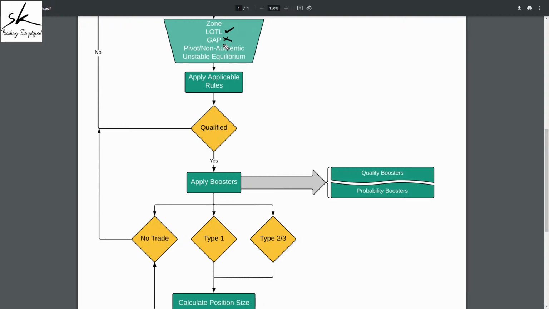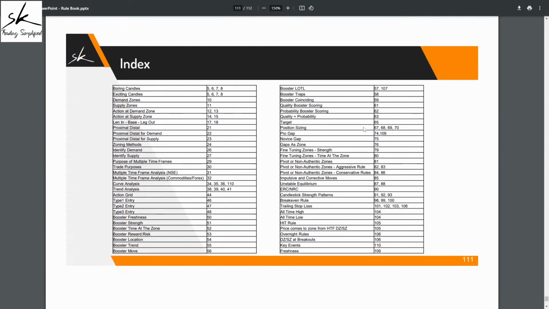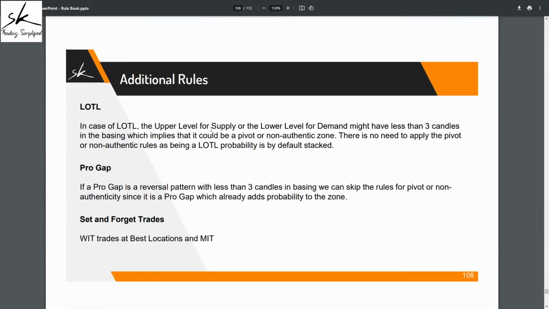It is not because of a gap, therefore we need not apply the gap rules. Now it is a case of level on top of level, so even if it is a pivot or a non-authentic zone, we can bypass this rule, and the same thing applies to unstable equilibrium. And I can show you this in the rule book. There in the rule book, it clearly states that in case of level on top of level, we already have that extra probability we are looking for. There is no need to apply the pivot or non-authentic rules for the cases of level on top of level, because by default that probability is stacked in our favor.